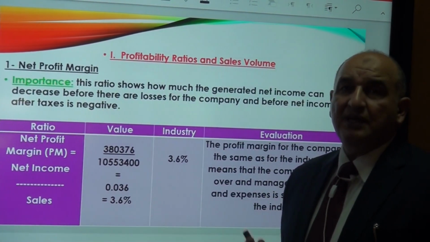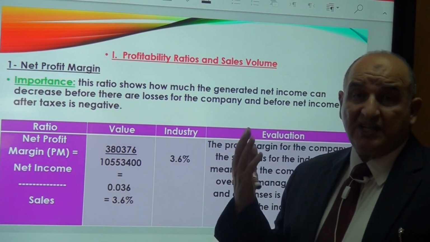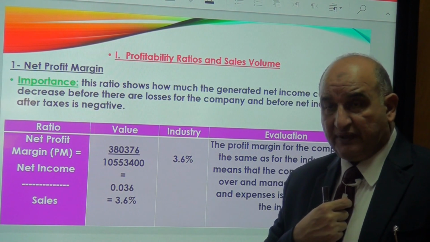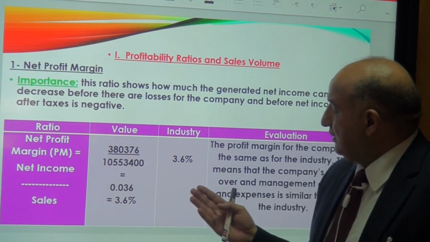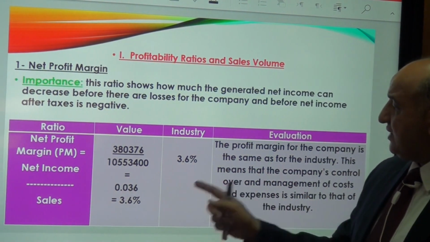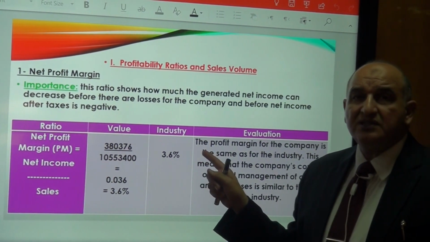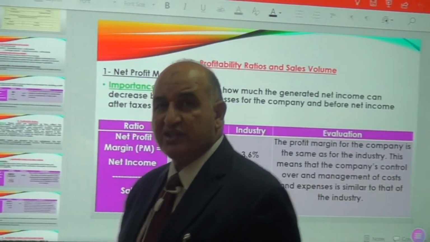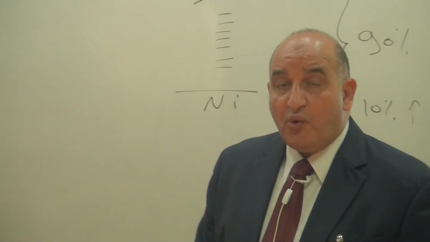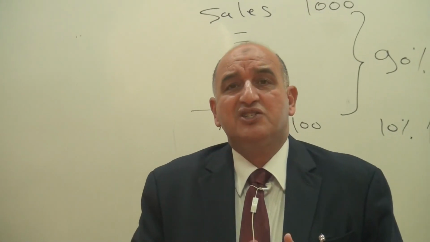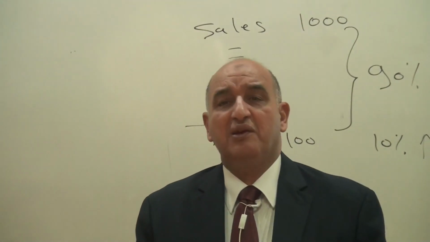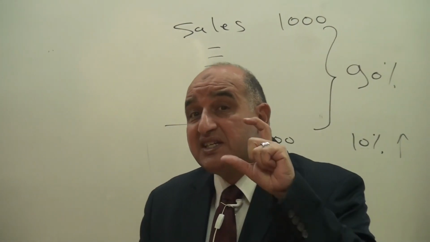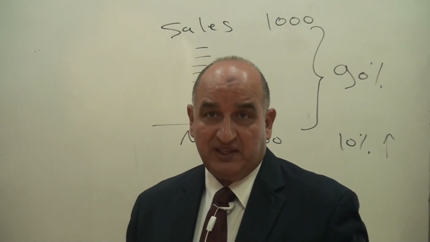What does this mean? For each $100 of sales, we generate a profit equal to $3.6. Is this good or bad? Fortunately, our competitors have the same ratio. We are dealing with a very competitive market, and this is why we cannot make a very high profit margin. But how can we increase it? Because increasing this one means a lot for the company.